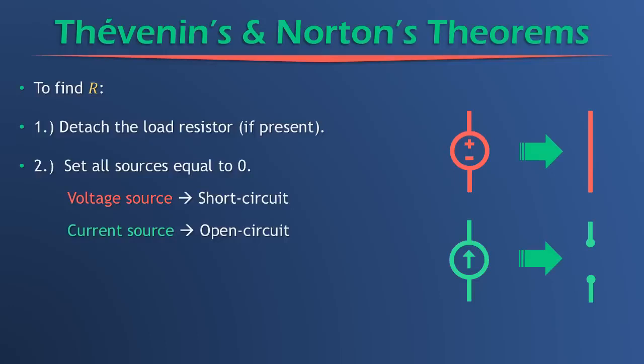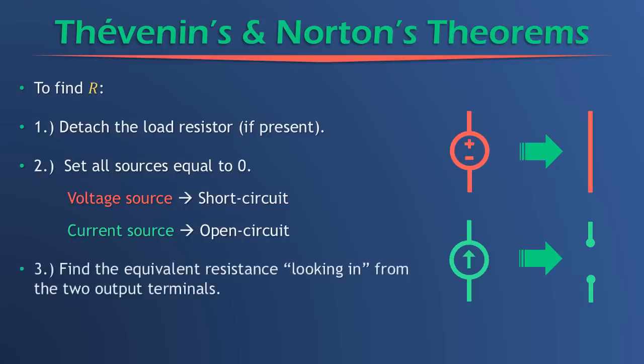And that's why. And lastly, you want to find the equivalent resistance of this new circuit, looking in, quote unquote, from the two output terminals. And you can use your knowledge of series and parallel resistors and combinations of series and parallel to simplify down to just one resistor.